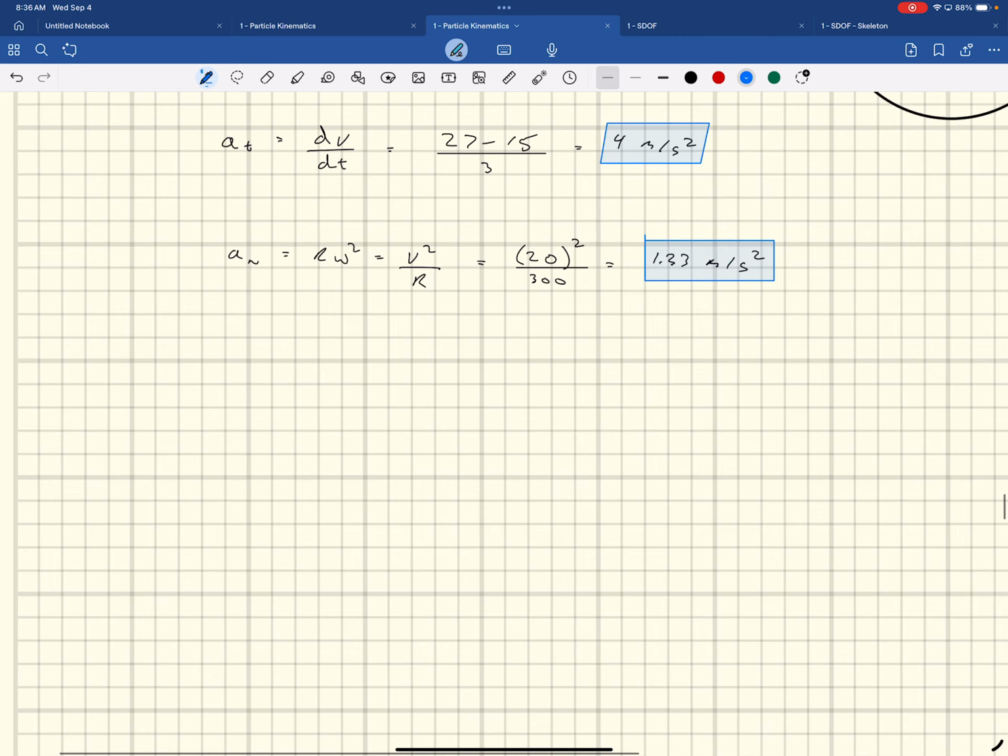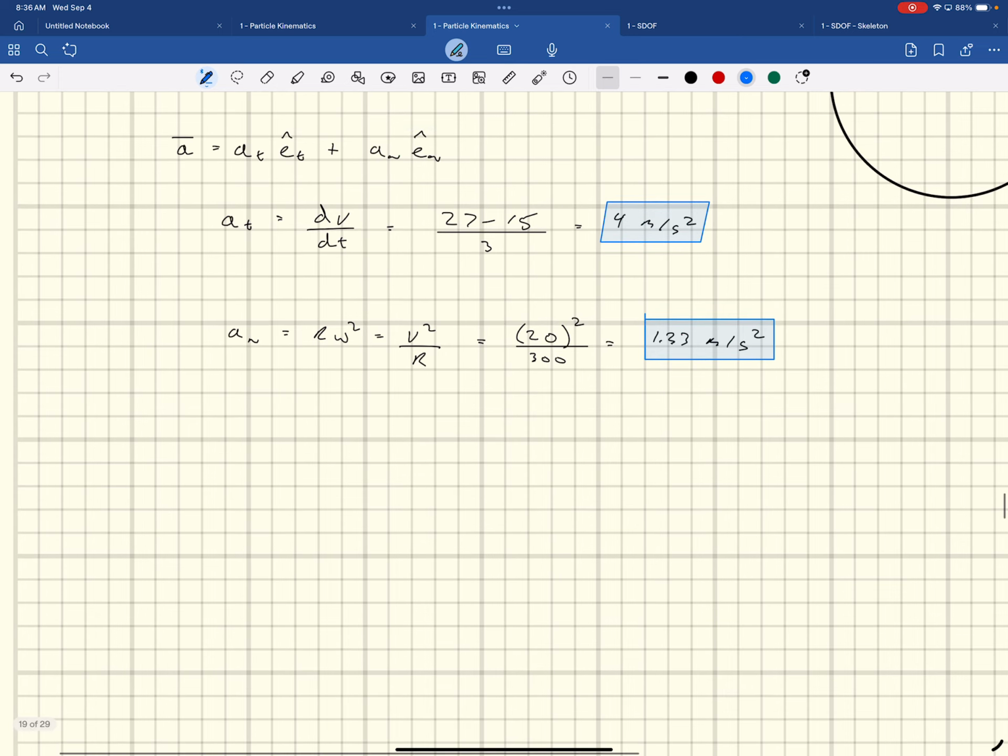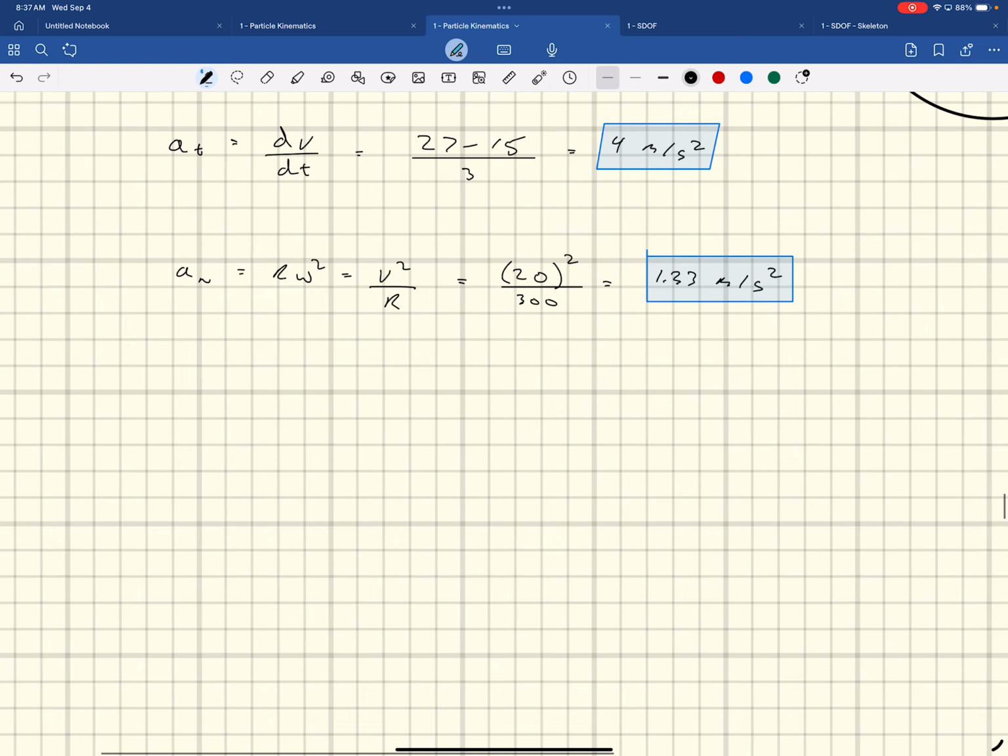Okay. And that's kind of it. Well, there are a couple more things to do. So let's put it in vector notation. My acceleration vector would be 4 in the ET direction plus 1.33 in the EN direction, meters per second squared. So that is what the vector would look like. You write it just like that: you put the ET, saying that's in the ET direction, and EN is in the EN direction. Do I really care where it's at and which direction it's going? I don't. I just want to know what its acceleration is, and that's what its acceleration is.